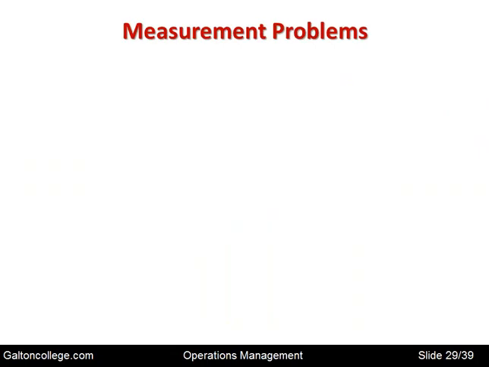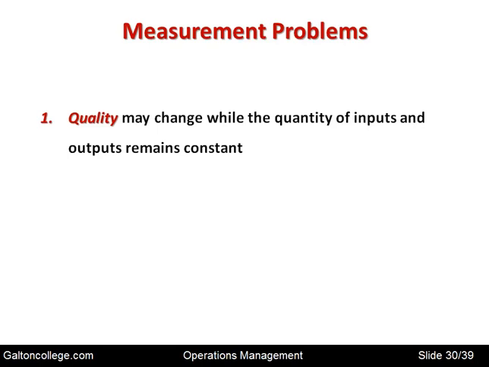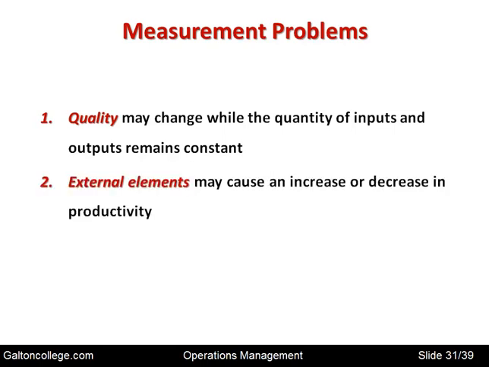Now, measurement problems. Well, quality may change while the quantity of inputs and outputs remain constant. There is a measurement problem with quality, to try and make sure that the quality meets the specifications. If it meets the specifications, it's good quality. So simply measuring inputs and outputs is not good enough. The quality of the product is very important. That's what determines the success of the business. And external elements may cause an increase or decrease in productivity.